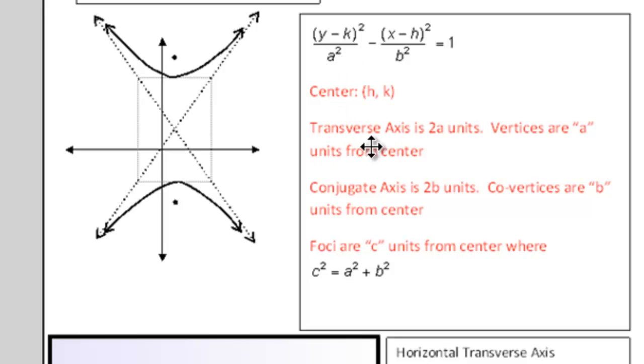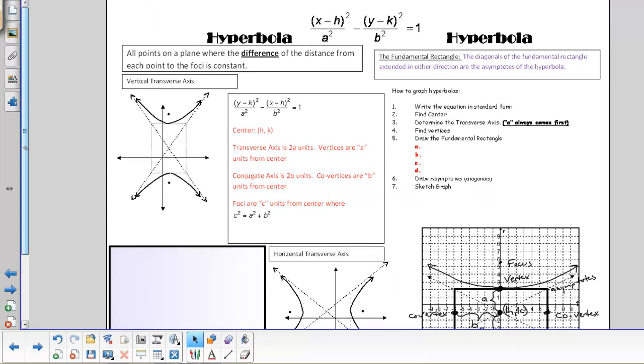The transverse axis, as I said, was your major axis, and is a. Your conjugate axis is your minor axis, and is b. And notice that you're going to add a squared and b squared together, where it was a subtraction with the ellipse before.